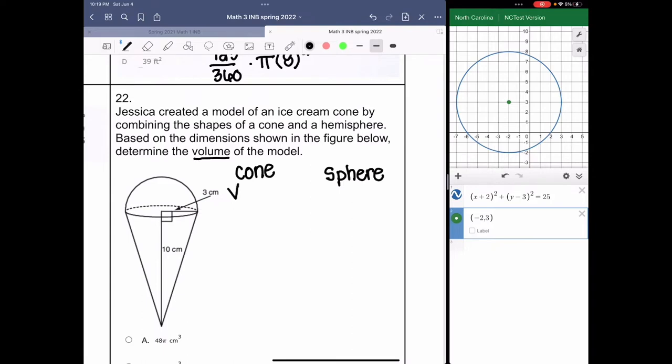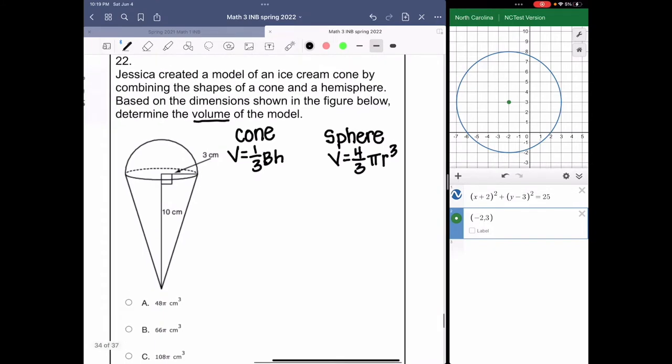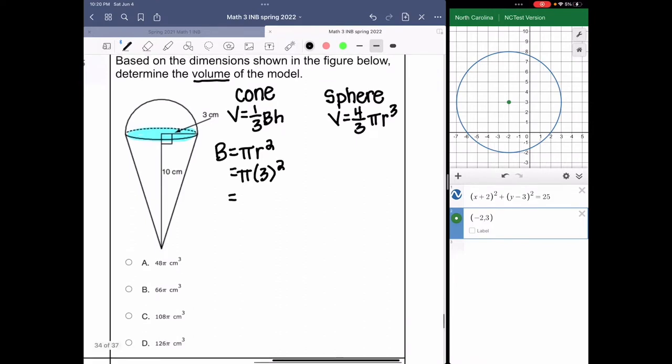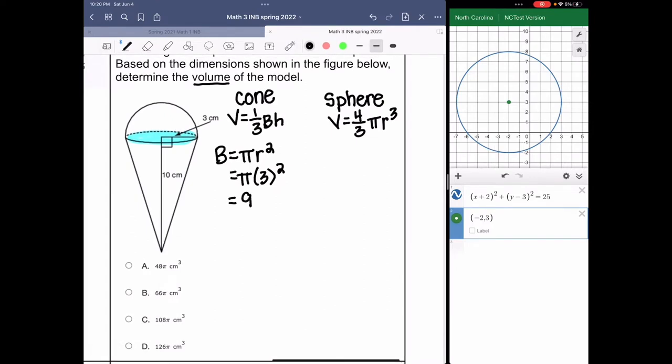So remember, the volume of a cone is 1/3 my base times my height. The sphere is 4/3 pi r cubed. So the first thing I'm going to do is find the area of my base here, which is a circle. So I'm going to find the area of a circle, which is pi r squared. So my radius is 3, so I have pi 3 squared. And for right now, I'm just going to leave it in terms of pi because I see my answer choices are in terms of pi. So this is 9 pi.